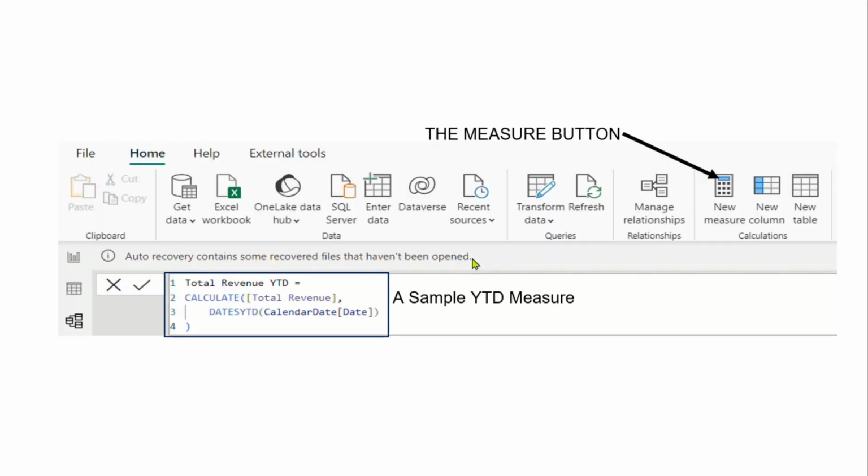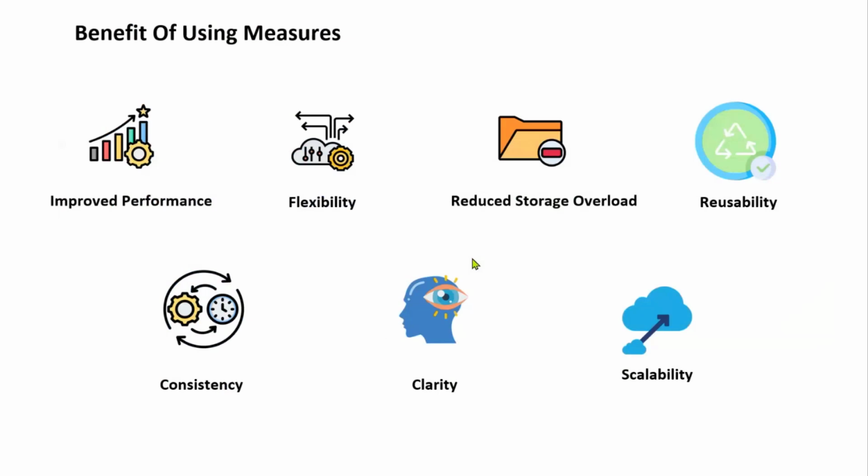So this is an example of the new measure button. When you want to create a measure in Power BI, you just click on this New measure and then it brings that up. And this is a total revenue year to date measure. This is a simple DAX measure. And when we get practical, we are going to see all of these things.